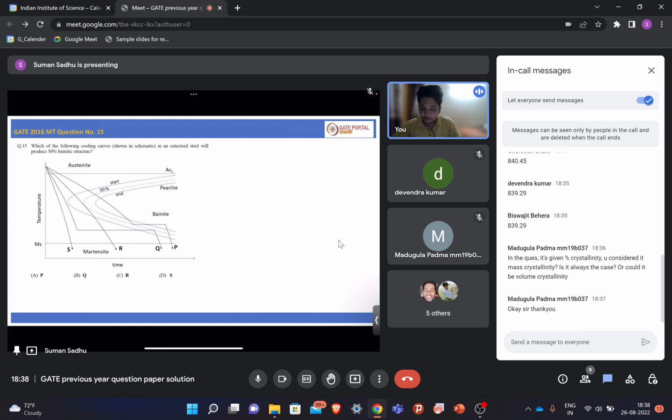Okay, this is question number 15 of GATE 2016 Metallurgical Engineering. Which of the following cooling curves shown in the schematic, in an eutectoid steel, will produce 50% martensitic structure? These cooling curves and the transformation curve are shown here, and the options are given. Option A is P, option B is Q, option C is R, and option D is S. So does anyone want to suggest how to solve this?